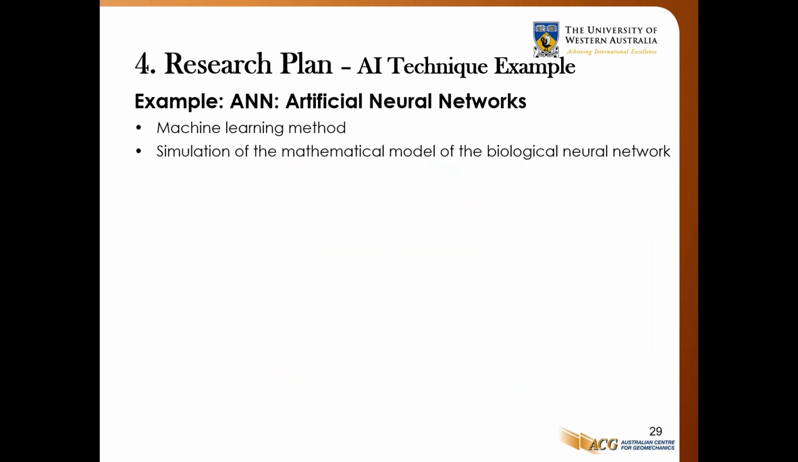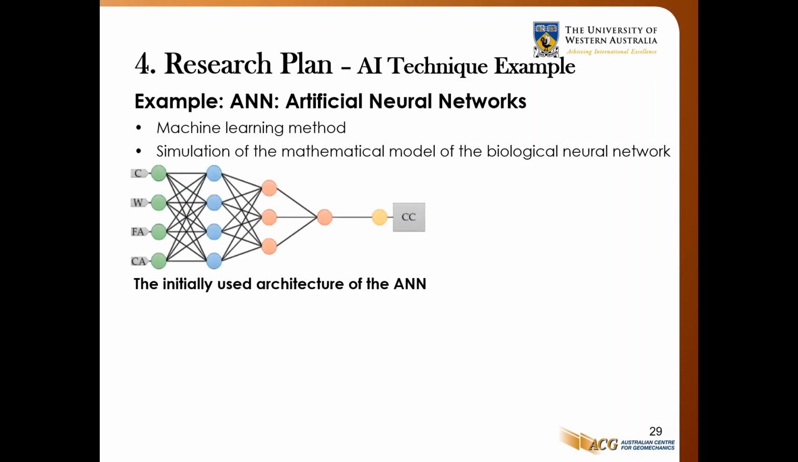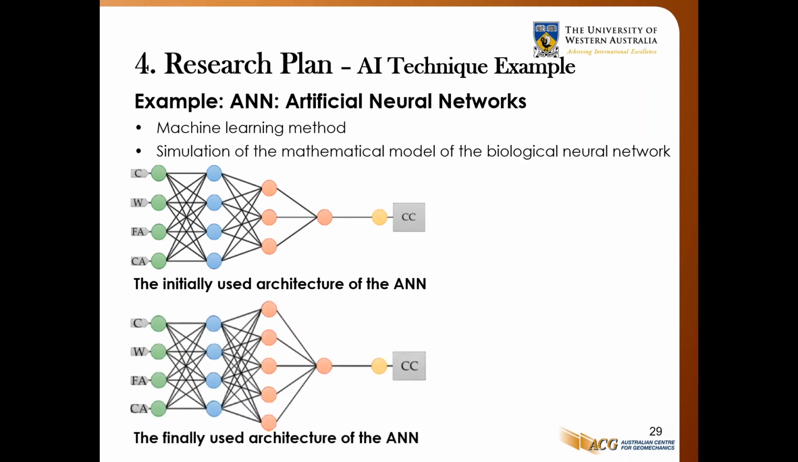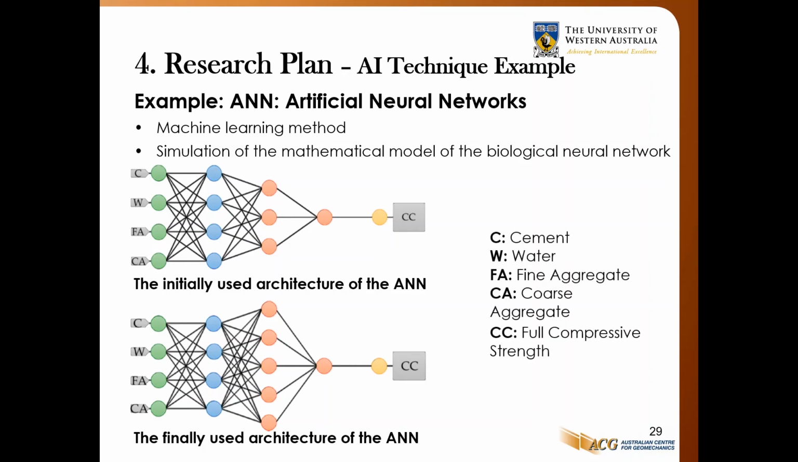After collecting data, they use the ANN method. The ANN, the artificial neural network, is a machine learning method, a simulation of the mathematical model of the biological neural network. This is the initially used architecture of the ANN they adopted, and this is the finally used architecture. We can see C, W, FA, CA, which means the cement, water, fine aggregate, and coarse aggregate. This column is the input parameters, the input layer. And CC means the compressive strength. This is the output layer.